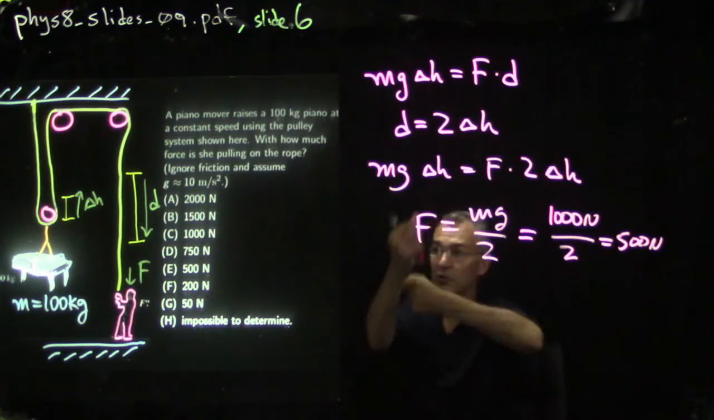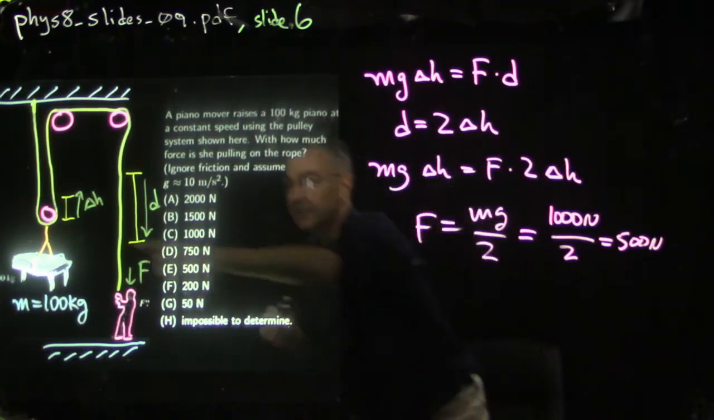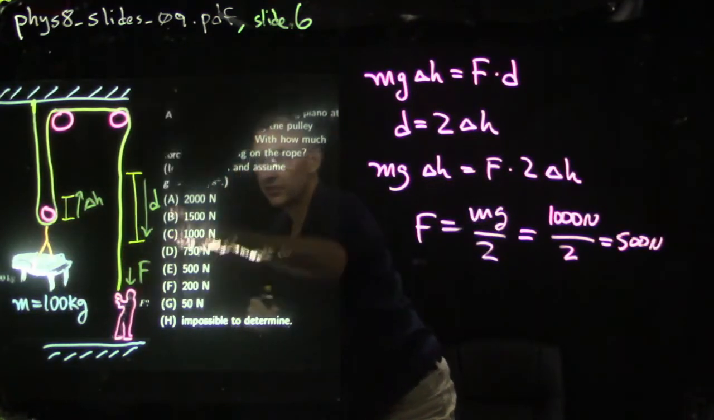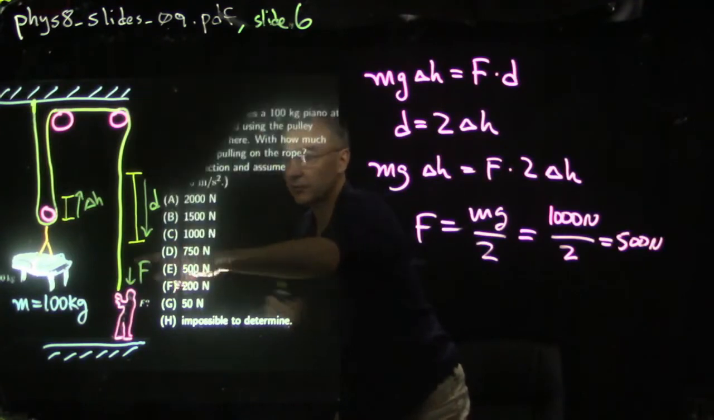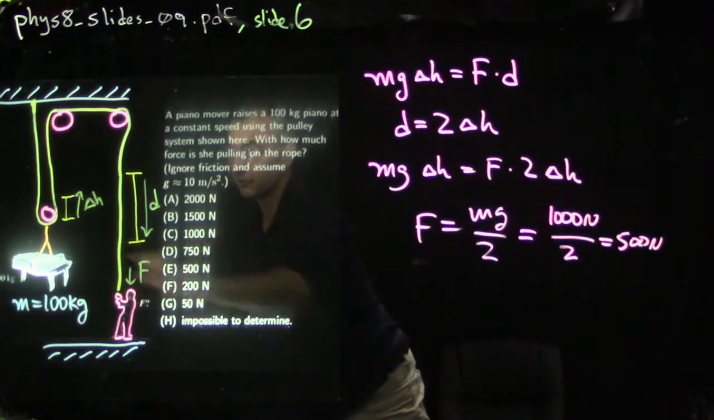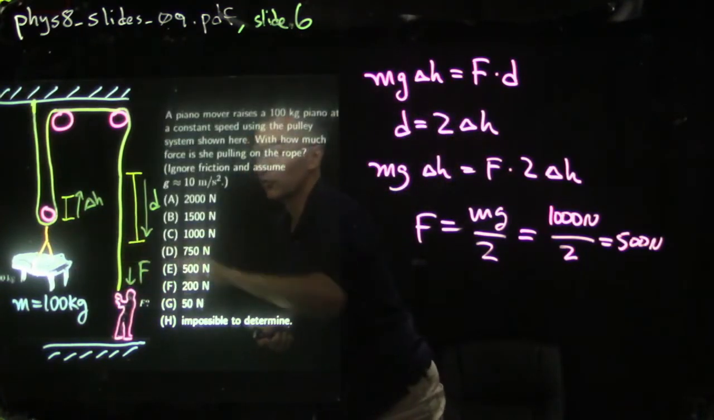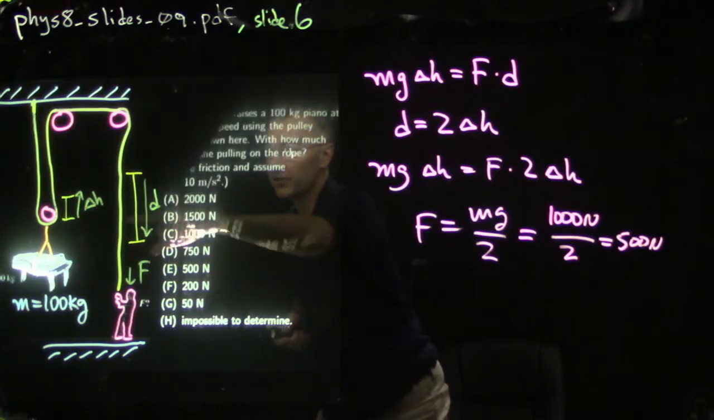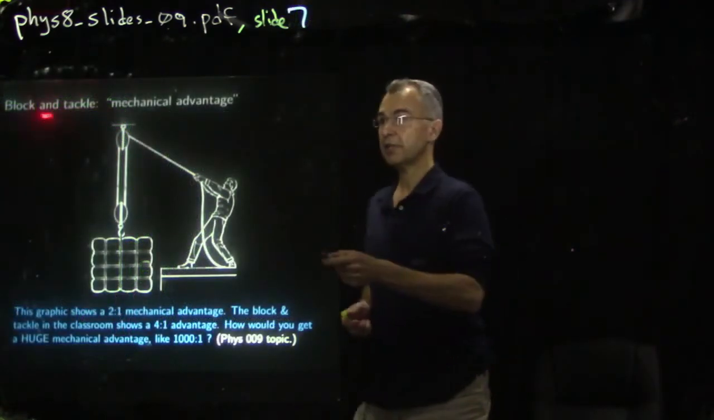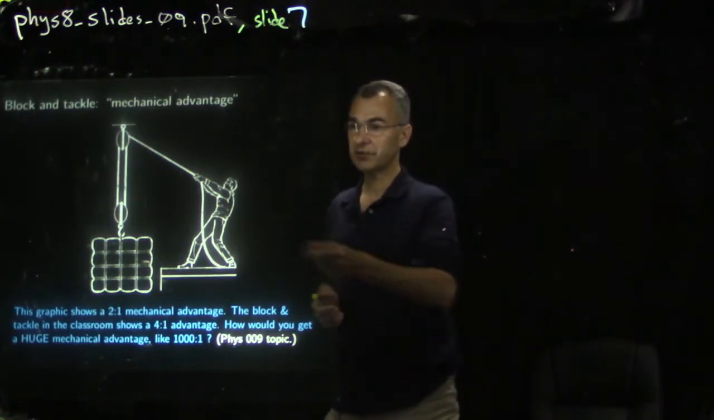She pulls down twice as far with half the force, and the block and tackle pulls up 1 unit of distance with 1 unit of force. So the force here only has to be half as big as the force here because the distance moved here is twice as big as the distance moved here. So that's kind of a neat trick. Again, a block and tackle is a contraption using pulleys that gets you a so-called mechanical advantage.